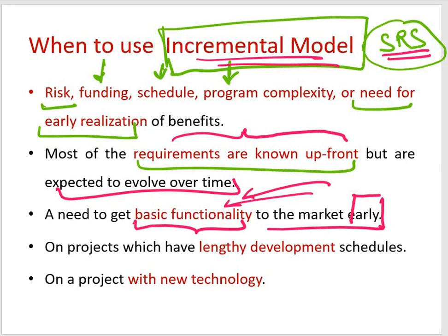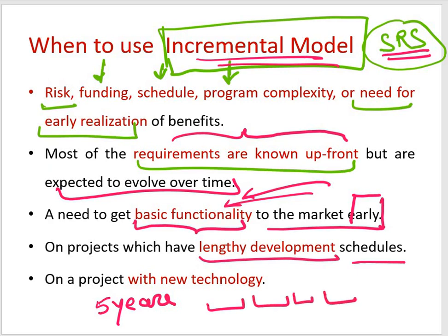Plus, on projects which have lengthy development schedules, right? In that case also, let's say a project is for a duration of 5 years. Now, to make a product available after 5 years and then grab the customers, it's better to split it into smaller portions. And the basic functionalities will be available to the market in a very early phase. And since it is incremental in nature, it is best suited for a project with new technology. New technology, right, it evolves. So go ahead with the incremental model.